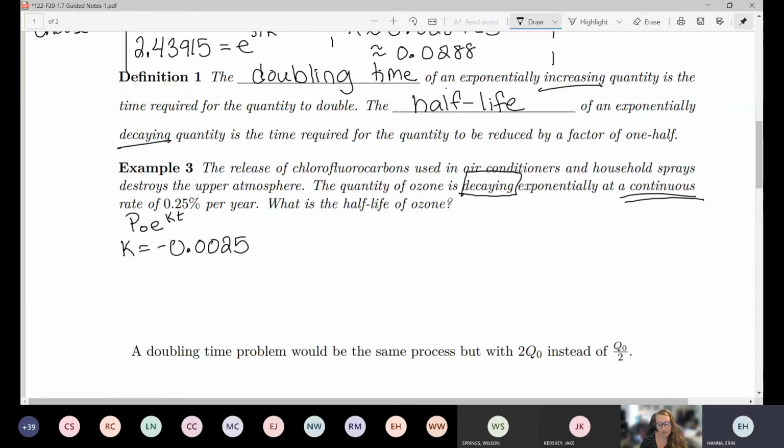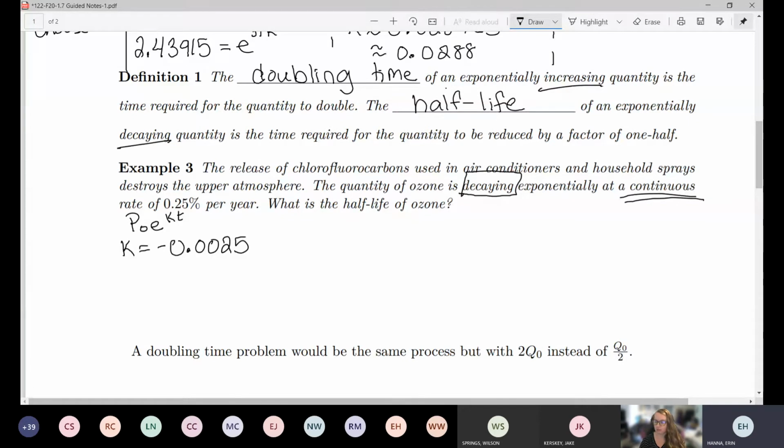So all I have right now is K. And you might ask me, well, what's P0? We don't know what P0 is. For half-life and doubling time questions, you don't need P0, and I'll show you why in a second.